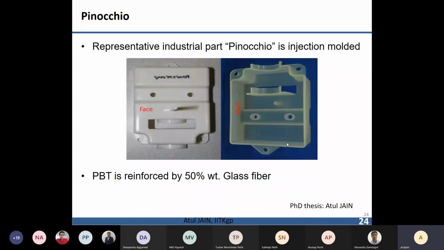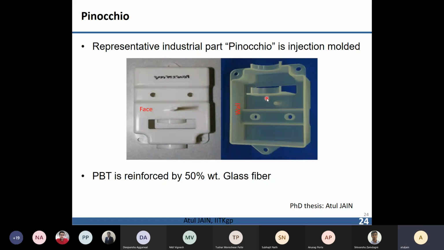Okay, so let us try to see how we can do a component level simulation of a part which perhaps looks something like this. This is a representative industrial part. We are calling it representative because it is not exactly an industrial part, but we tried to design a part which will have holes and notches, uneven curved surface area, etc., which a real part might have. We call this part Pinocchio because, do you see this nose like structure? This is the point through which it is injection molded.